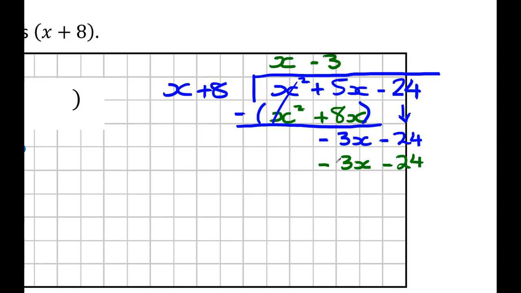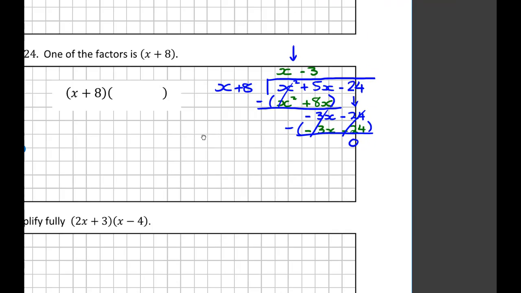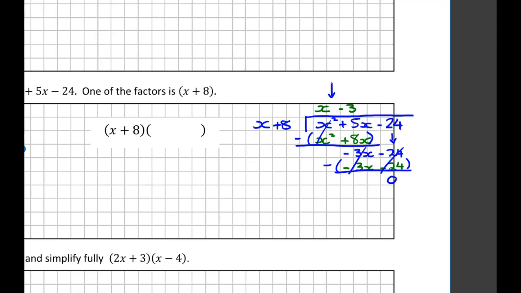And then what we do is we're going to take the bottom line away from the top line. Minus 3x minus minus is a plus 3x. So minus 3x plus 3x, cancel. Minus 24 minus minus 24, that's minus 24 plus 24, cancel, 0. So your answer is going to be here. So the answer is x minus 3. That's the factor. X minus 3.